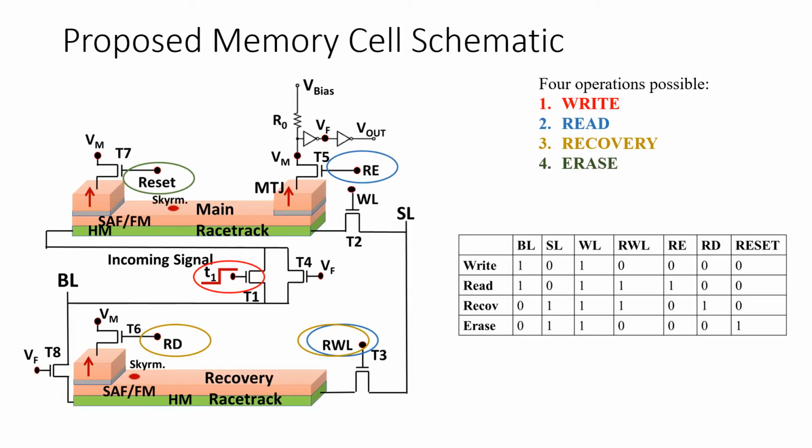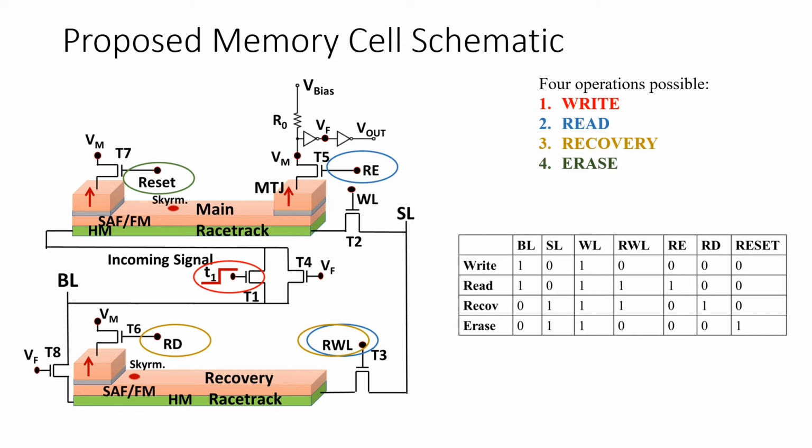So this is the proposed memory cell schematic. Now it looks a little bit busy, but the central principle, as I'll describe, is actually quite simple. We consider two racetracks. One we denote as the main racetrack, where all the action happens, in the sense that that's what is used to read, write, and do all the information storage. But we also have a recovery racetrack, and I'll come to in a minute why the recovery racetrack is necessary.